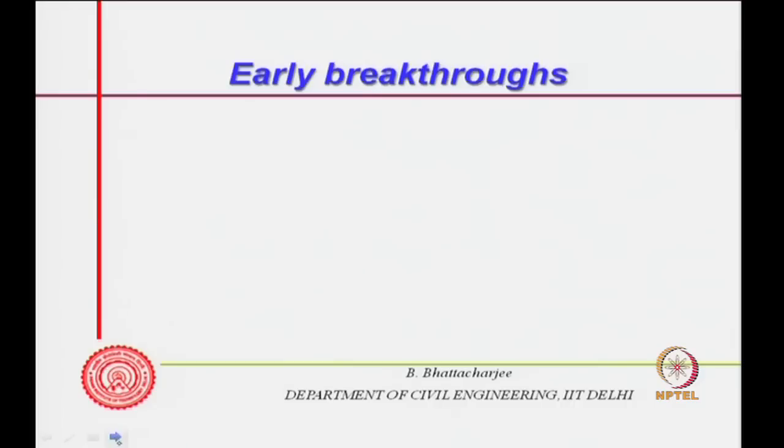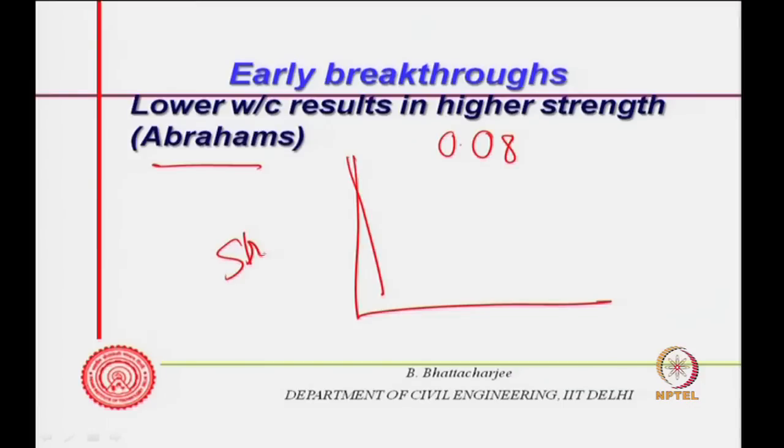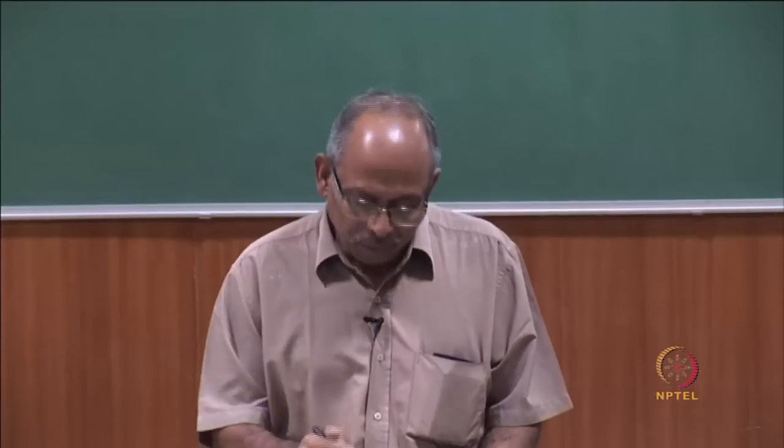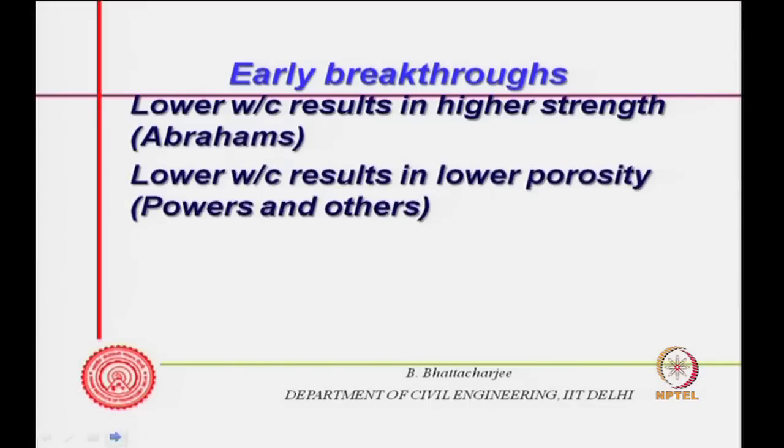Then I said that the water cement ratio used was 0.08 by D. A. Abraham, and he also found that strength is a function of water cement ratio. In this manner it reduces. So, therefore, if I have a low water cement ratio, strength will increase, and if you can pack it so well, you can get very high strength. So, this was the understanding from D. A. Abraham's work.